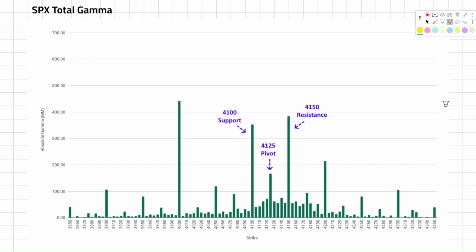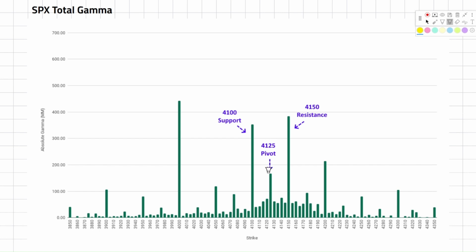So we can see the gamma at these strikes. And what we're looking at here is just the total absolute gamma. So this is call gamma plus put gamma. And this is beautiful as it allows us to objectively quantify the strength of support and resistance levels. Now we can see that 4150 is huge in terms of gamma. 4100 also huge in terms of gamma. So the market is contained to these large gamma strikes with 4125 as the pivot here.